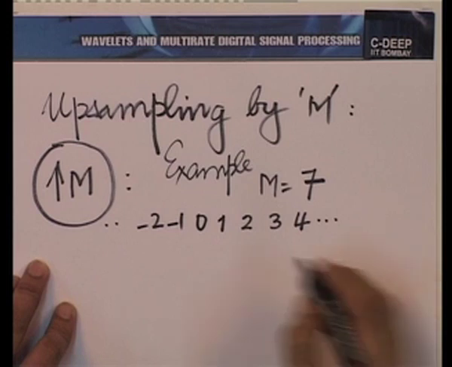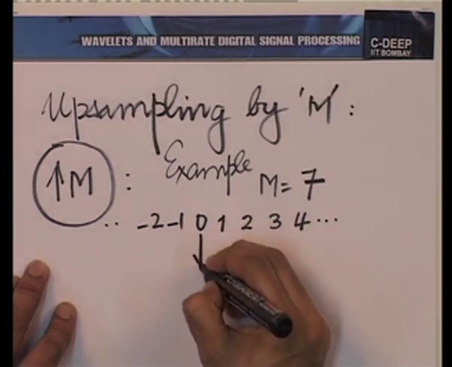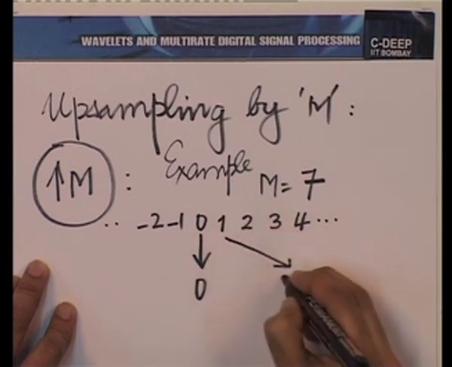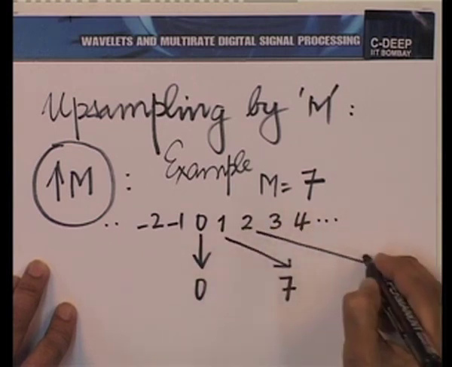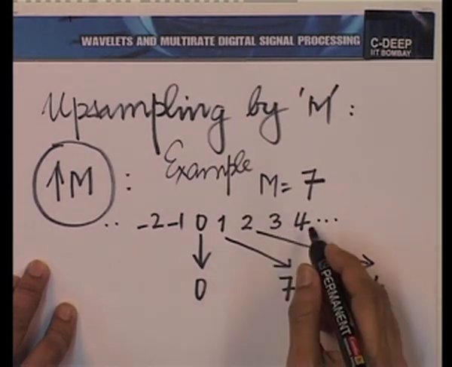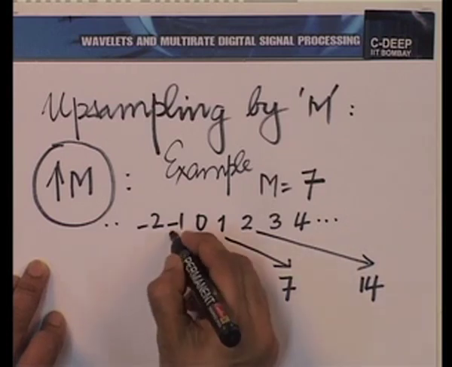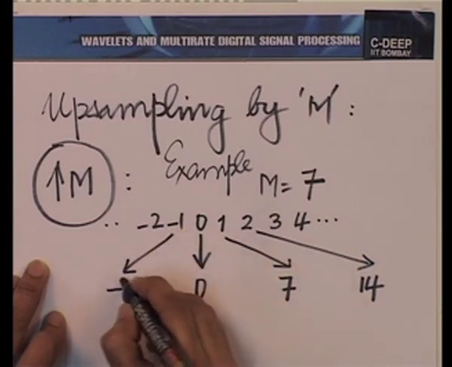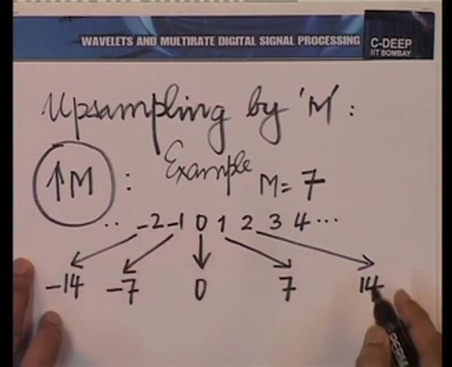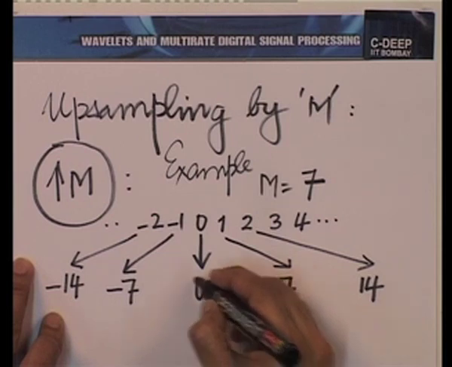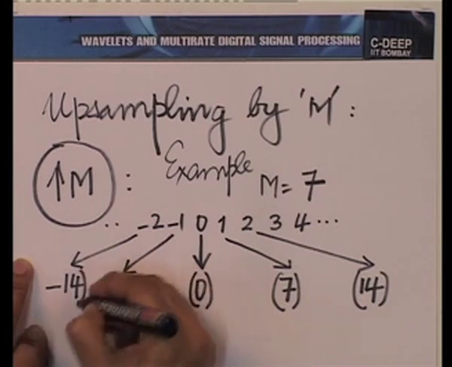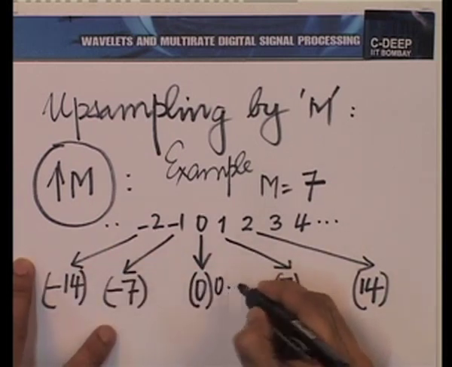Here, when you upsample by 7, the 0 sample goes where it is, to 0. The 1 sample would go to 7, the 2 sample to 14 and so on and so forth. The 3 sample to 21, the 4 sample to 28 and the minus 1 sample would go to minus 7, minus 2 to minus 14 and so on and so forth. And of course, I will put brackets around these just for clarity here. In between, you would insert zeros.